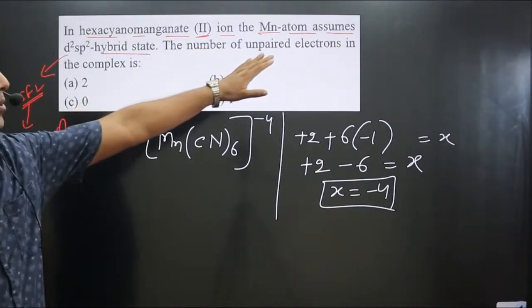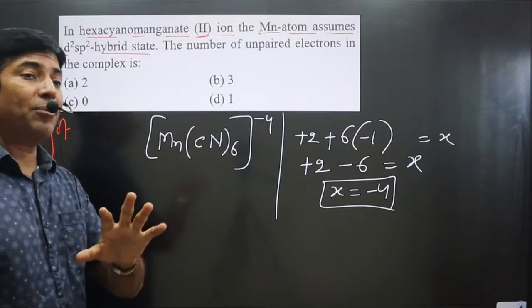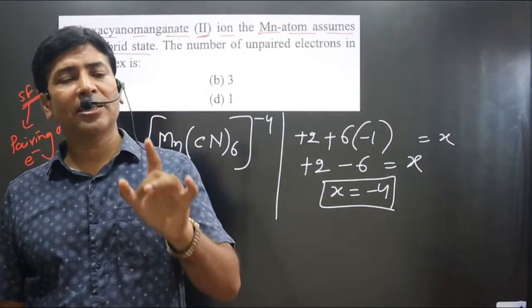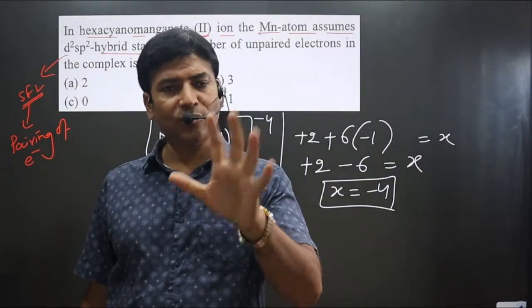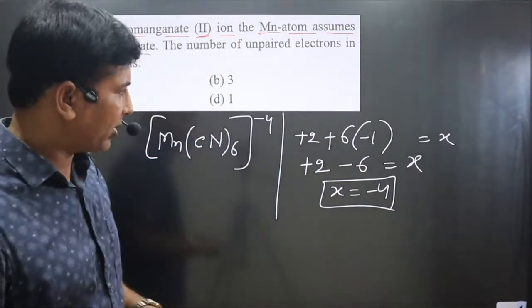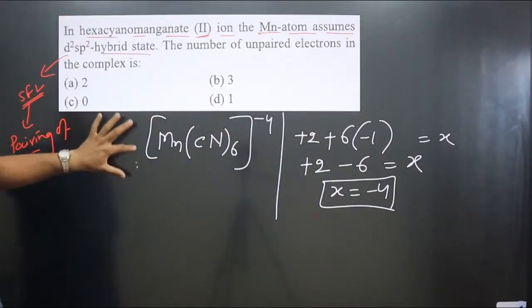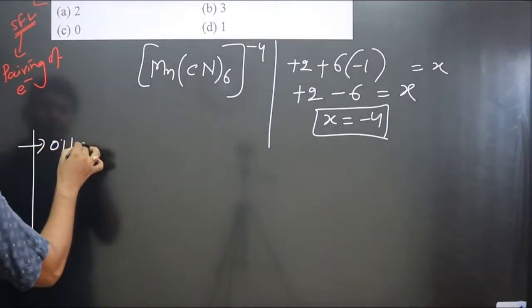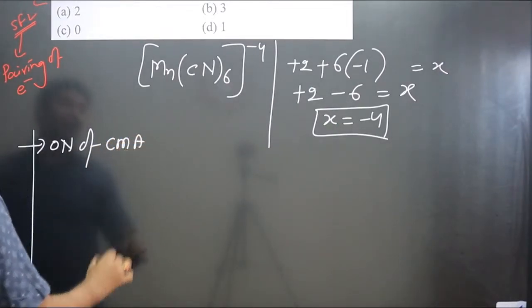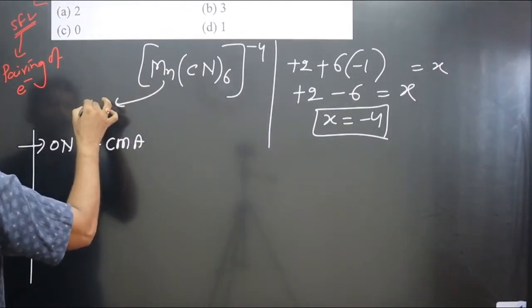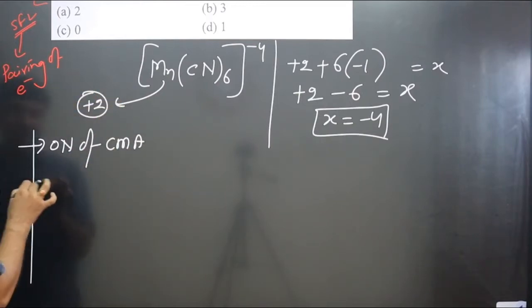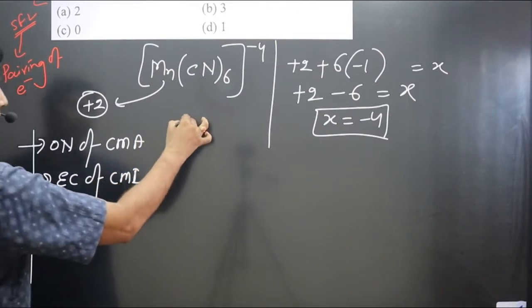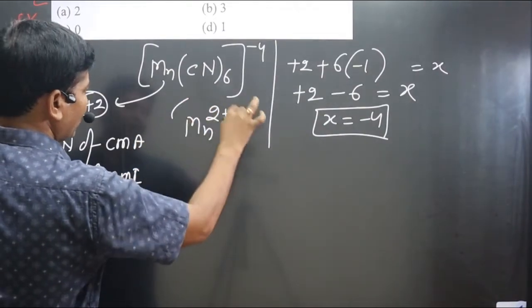Now it says the number of unpaired electrons in the complex is, which means it is asking about the magnetic properties. Whenever the question is asking about hybridization, geometry, or magnetic properties, always use valence bond theory. To apply valence bond theory, we follow simple steps. First step, you have to write the oxidation number of the central metal atom, already given in the question. It is present in +2 oxidation number. Next you have to write the electronic configuration of the central metal ion. From here we get Mn2+, the central metal ion.